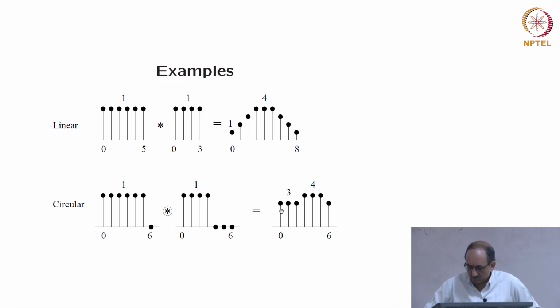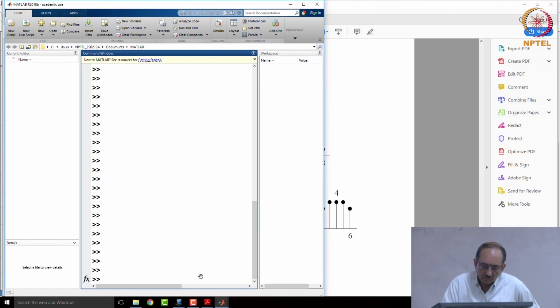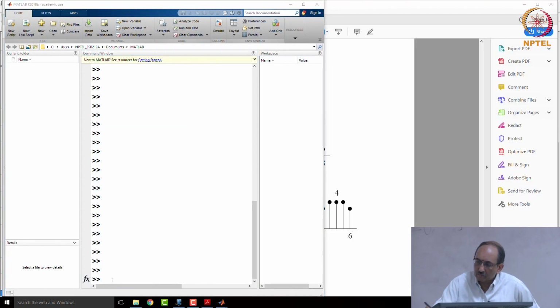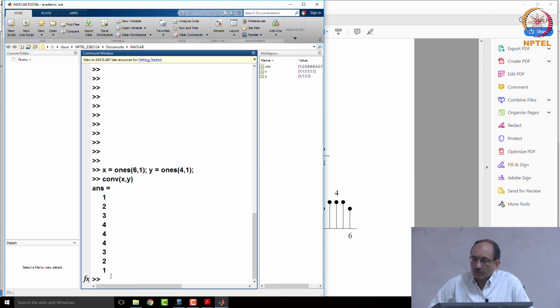Okay, now let us look at MATLAB. So X is the first sequence, and Y is the second sequence, and if I convolve x comma y, which is linear convolution, this is what you will get: 1 2 3 4 4 4 3 2 1, and this is of length p plus q minus 1.